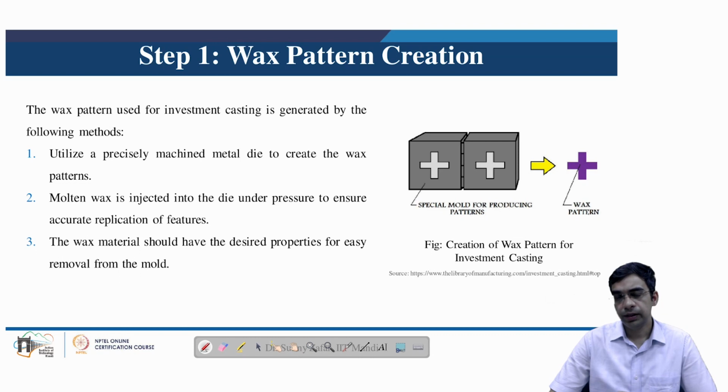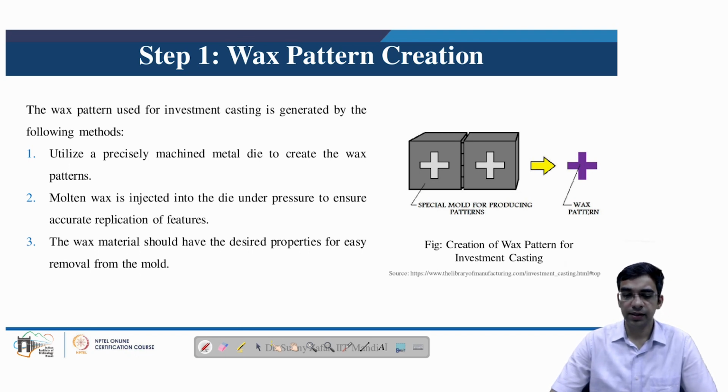So step one of the investment casting route is basically to utilize the wax pattern generated using the following methods. We utilize a precisely machined metal die to create the wax pattern. To create the pattern itself, we will use a metallic die, and metallic dies are quite expensive to machine. They are generally made of tool steels, and if machined properly and the die is developed in a proper way, one die can produce several thousands of such wax patterns.